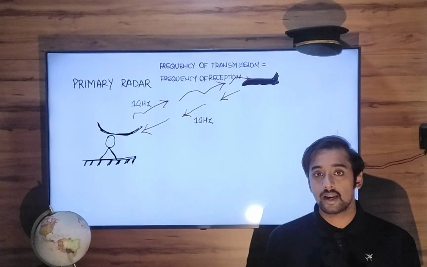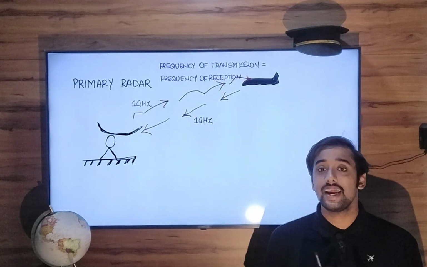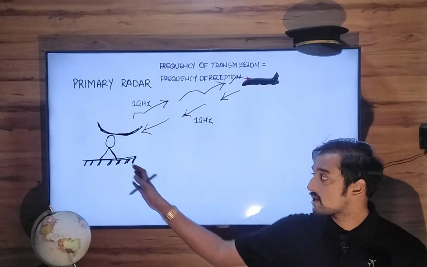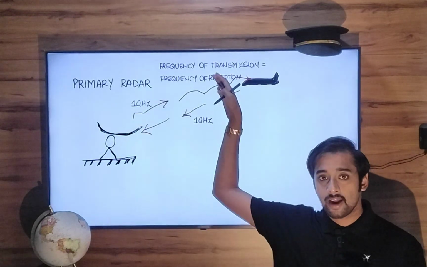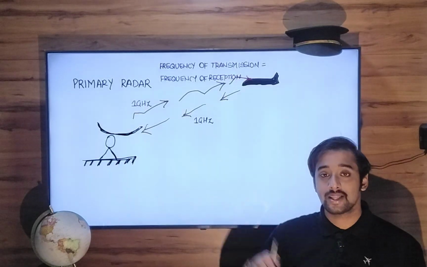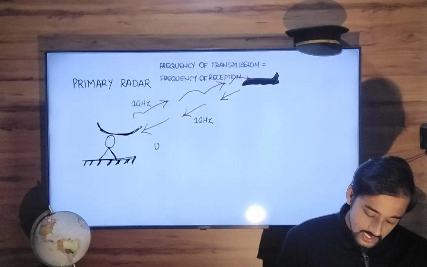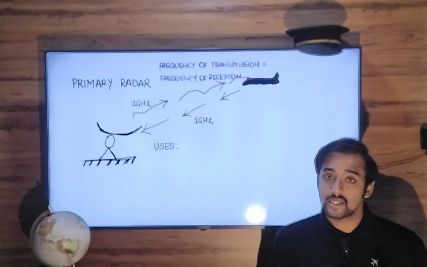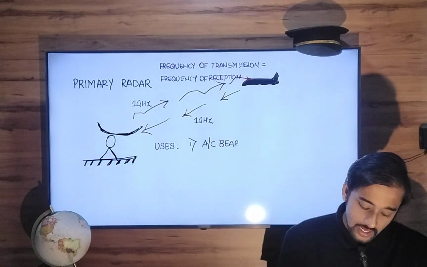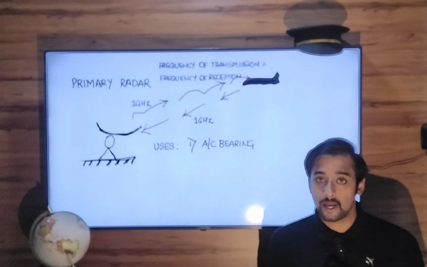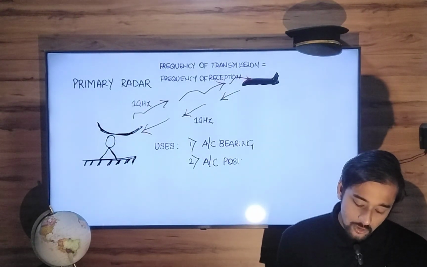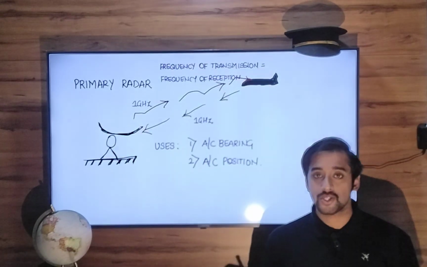That means the aircraft doesn't interfere with the operation of the primary radar principle. It is only dependent on the ground antenna, the primary radar. It will send a radio wave at one frequency. The radio wave will go to the aircraft, strike that aircraft, and return to the primary radar at the same frequency. The use of this is that with the help of primary radar, ATC can come to know about aircraft bearing. That means in what direction the aircraft is located with respect to the primary radar. And second is aircraft position. ATC will be able to see the position of the aircraft on his radar scope, radar screen.